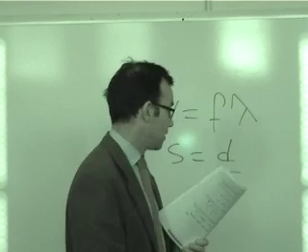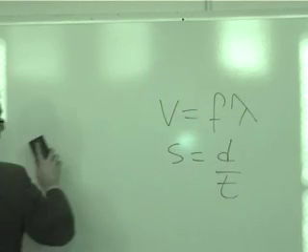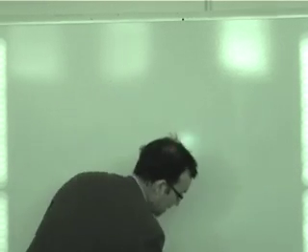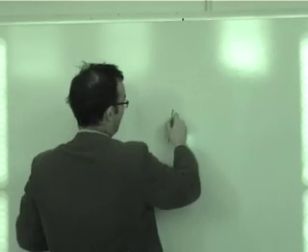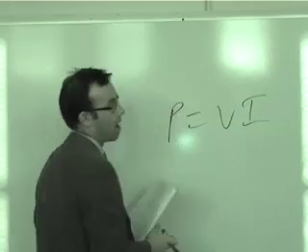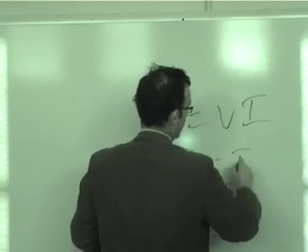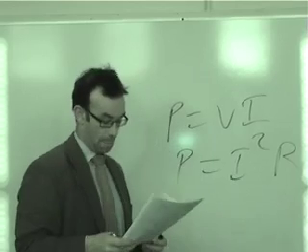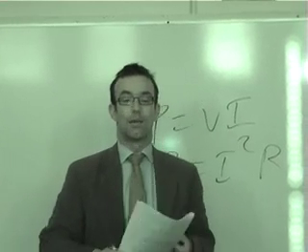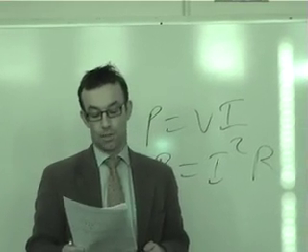Part 3 uses the equation P equals VI, but you can substitute for V using Ohm's law, so P equals I squared R. If you do that correctly, you should get an answer of about 2.2 watts.